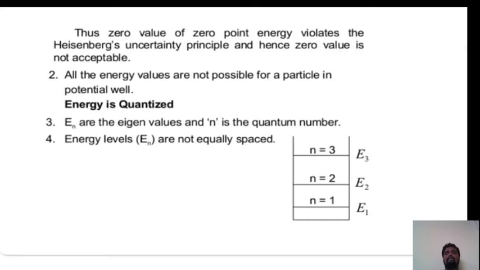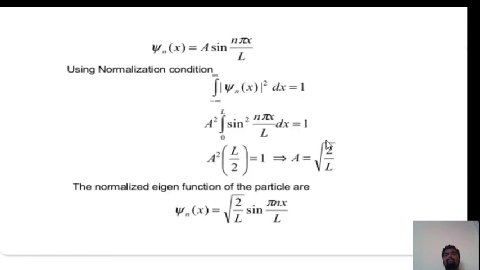The energy levels of a particle which is trapped in a one dimensional box are shown in this figure. All the energy values are not possible for a particle in a potential well, so that means energy is quantized. En are the eigenvalues and n is the quantum number. The energy levels are not equally spaced.